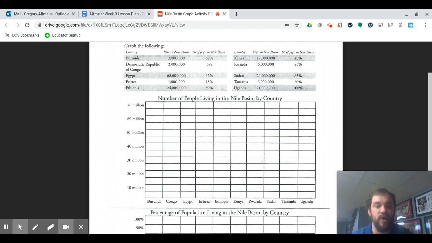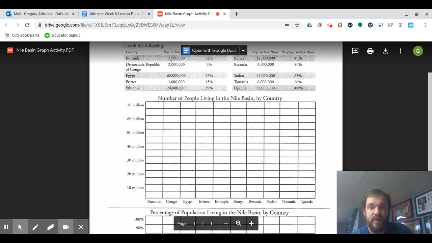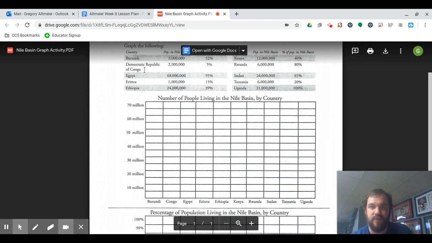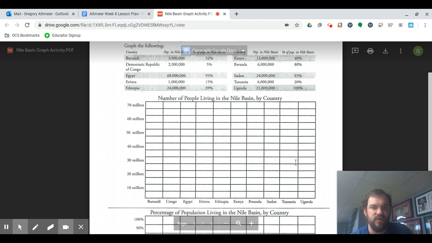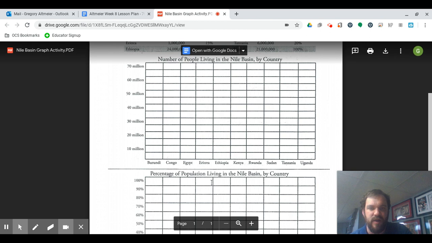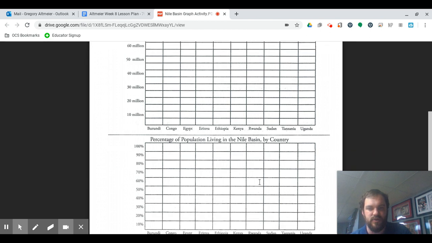All right. So you're going to be creating this bar graph for the number of people living in the Nile Basin. And the way that you do that is you take a look at the numbers and the population in the Nile Basin, by the millions. And you do that for all these countries: Burundi, Democratic Republic of Congo, in the chart it says Congo, Egypt, all the way down to Uganda, all the way to the last. All right, you're going to make a second bar graph, but now it's by the percentage of population living in the Nile Basin by country.